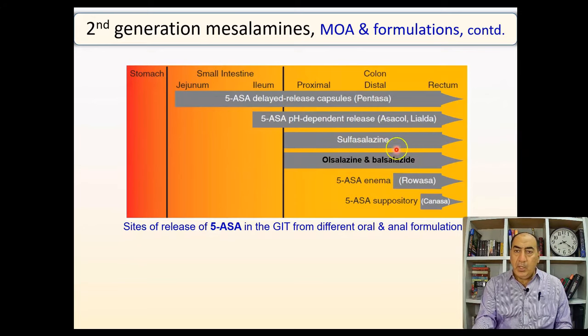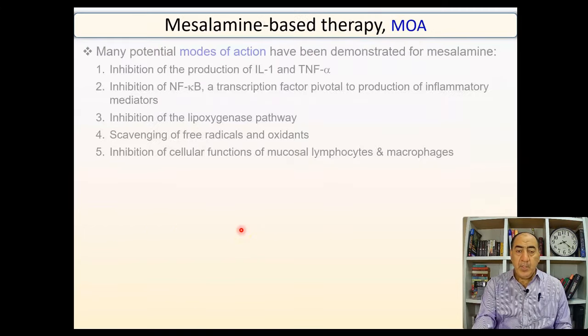Olsalazine and balsalazide, all of them are similar, by the way, you remember, right? The only difference is what partner is bound to 5-ASA through the azo bond. Here it is sulfapyridine, here it is another 5-ASA, here is an inert compound. Then Rowassa, which is an enema, allows you to give a high dose of the drug, and also through suppositories, Canasa. These are brand names, Canasa and Rowassa. These are the sites of release of 5-ASA in the GIT.